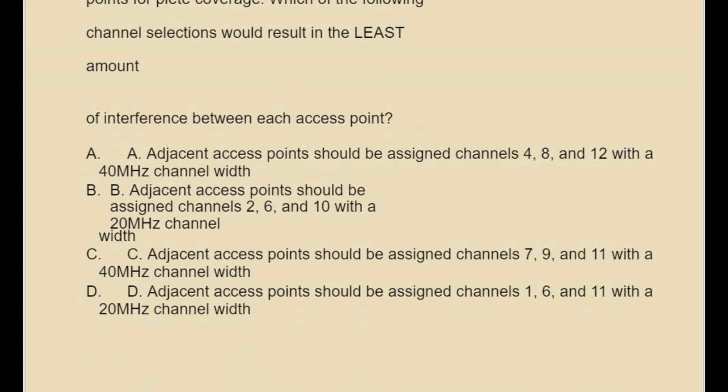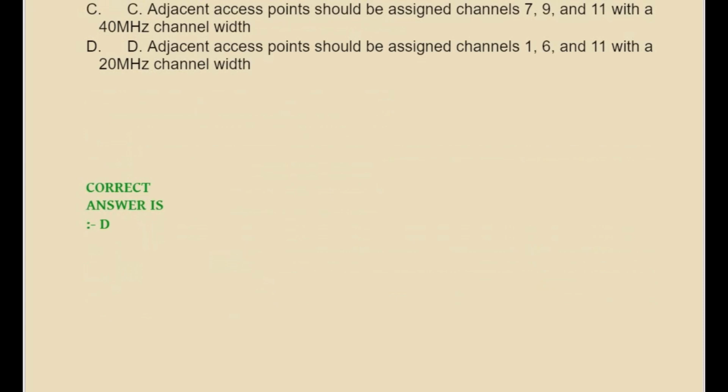Option A, adjacent access points should be assigned channels 4, 8, and 12 with a 40 MHz channel width. Option B, adjacent access points should be assigned channels 2, 6, and 10 with a 20 MHz channel width. Option C, adjacent access points should be assigned channels 7, 9, and 11 with a 40 MHz channel width. Option D, adjacent access points should be assigned channels 1, 6, and 11 with a 20 MHz channel width. Correct answer is option D.